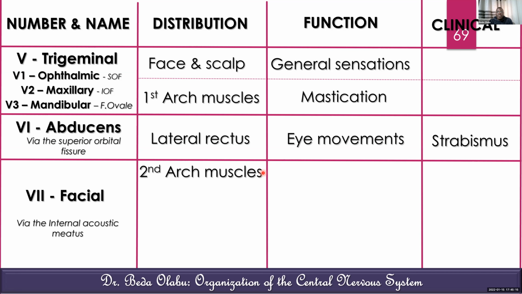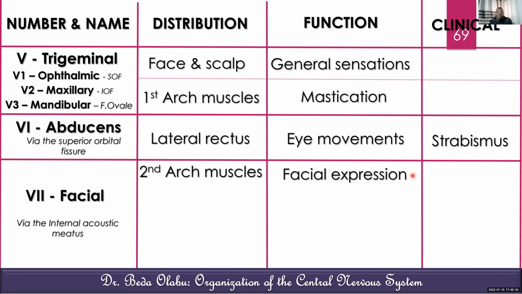Most of the muscles of the second pharyngeal arch are on the face. They attach to the skin of the face. They are responsible for facial expression. So we call them muscles of facial expression. They may not all be muscles of facial expression per se, but most of them are on the face, and so they are responsible for facial expression.